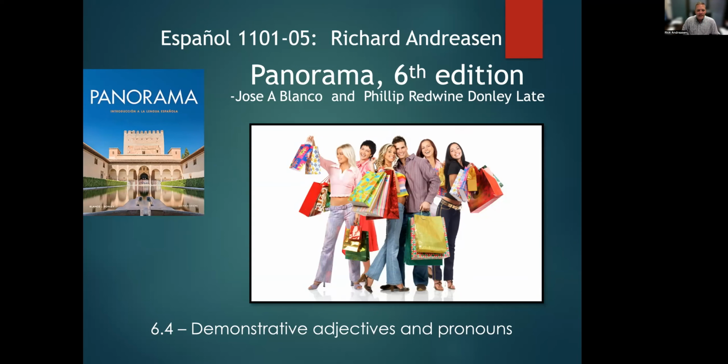Hola, hola, hola. Aquí estamos en Lección 6.4, and we're going to talk today about demonstrative adjectives and pronouns. We've already talked about all kinds of adjectives and all kinds of pronouns, and this is actually a kind of special case. So let's look at demonstrative adjectives and pronouns.